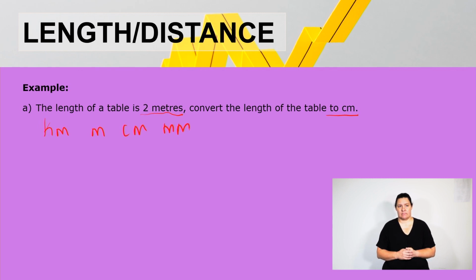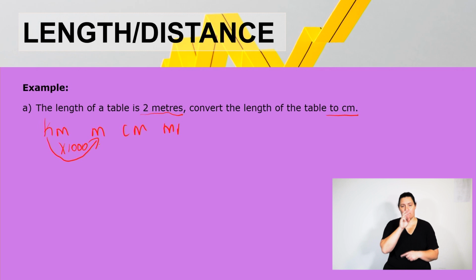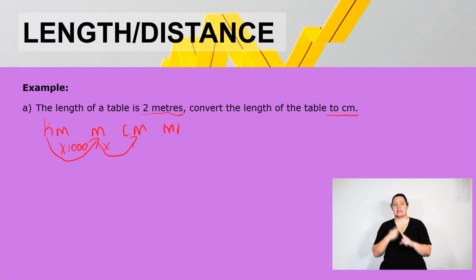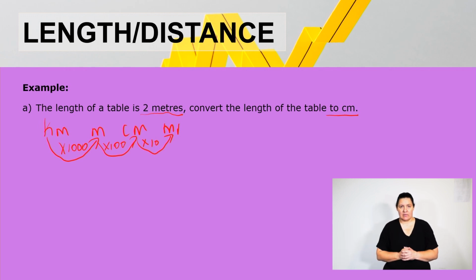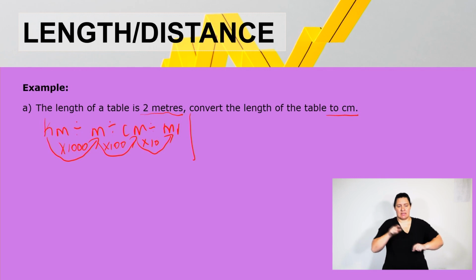And millimeters. When we move from kilometers to meters, we multiply by 1,000. From meter to centimeter, we multiply by 100. From centimeter to millimeter, we multiply by 10. And if we move the other way around, from smaller units to bigger units, we will divide using the same value.